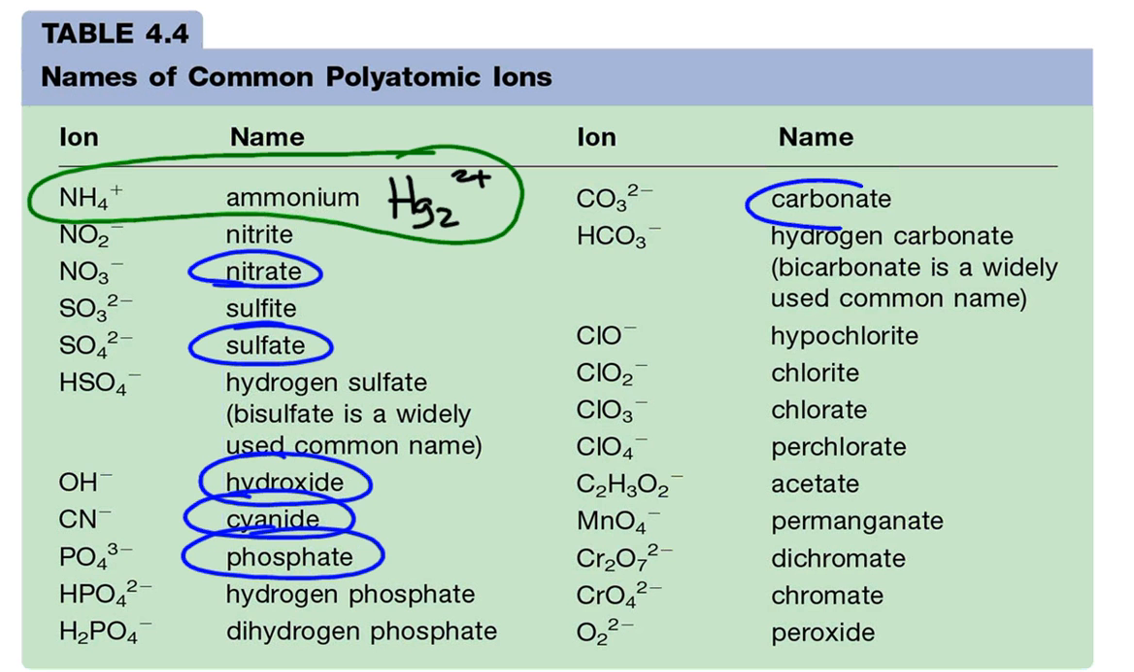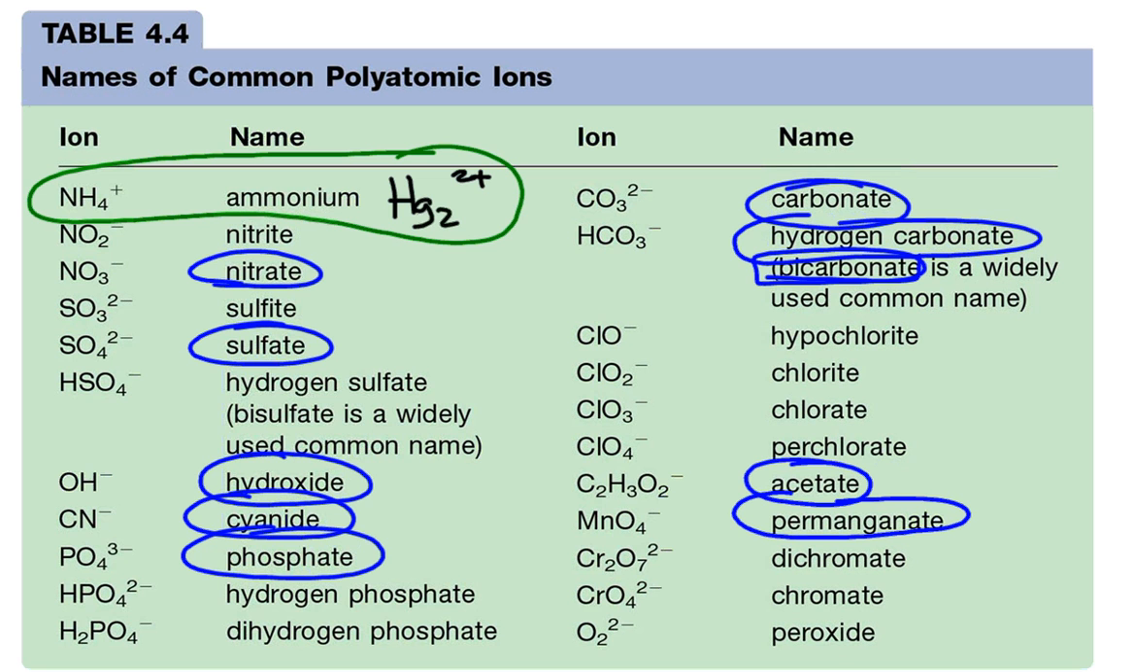The carbonate ion, the hydrogen carbonate ion, which is also known as the bicarbonate, and usually that's the name that's used. The acetate ion, the permanganate ion, the peroxide ion, and probably, let's see, 1, 2, 3, 4, I don't want to overload you guys. 1, 2, 3, 4, 5, 6, 7, 8, 9, 10. Okay, we'll go ahead and leave it at that. Those are the 10 that you really need to know.